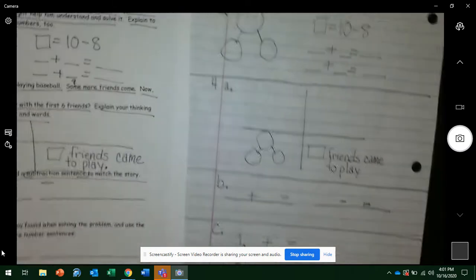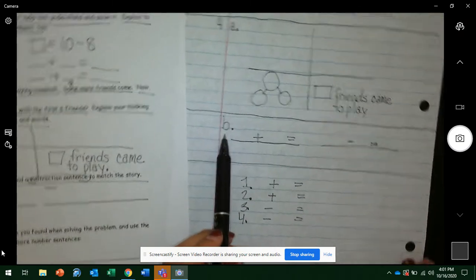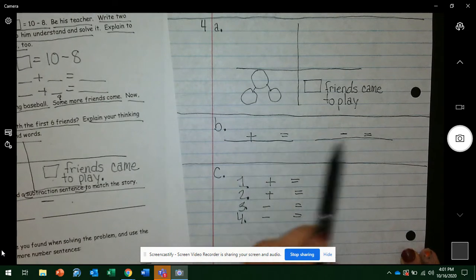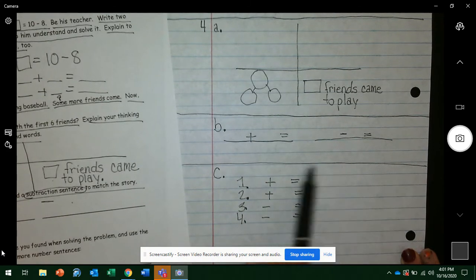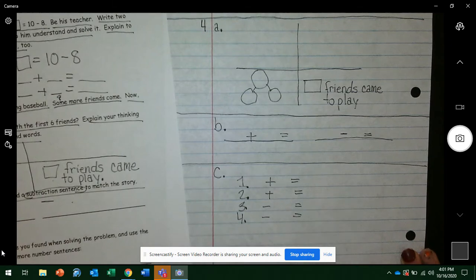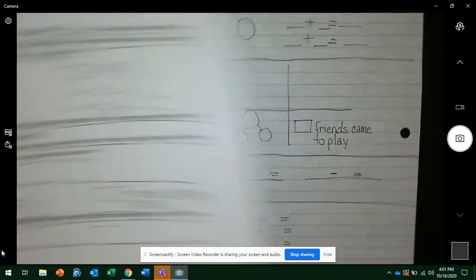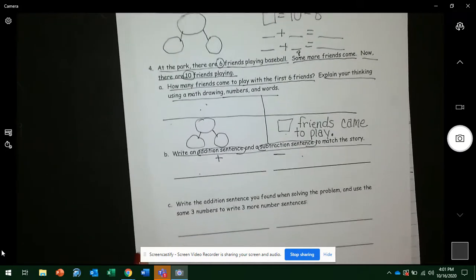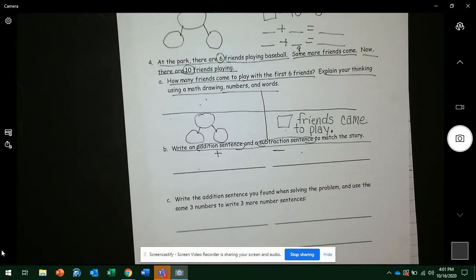If you're doing it on line paper, make sure you put B. And again, you write an addition number sentence and a subtraction number sentence. Then you make a big line so we know that's problem B. Go ahead and press pause and press play when you're ready to continue.